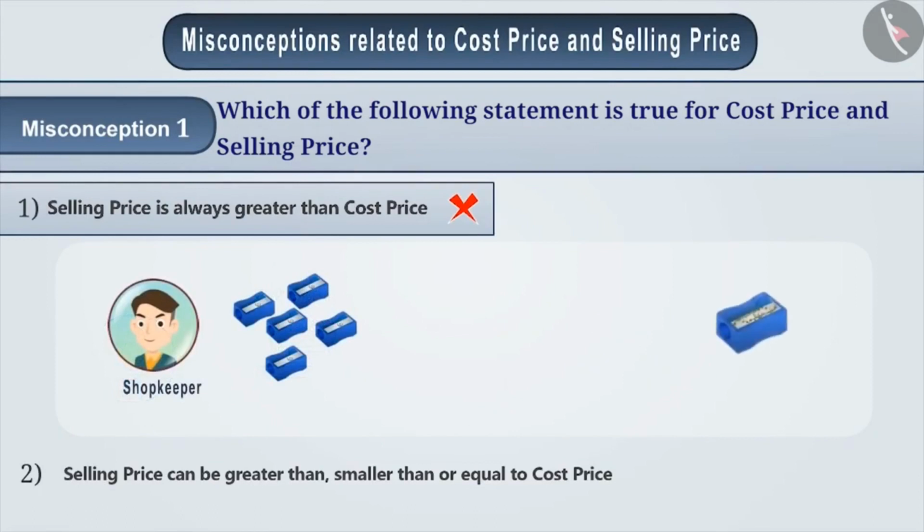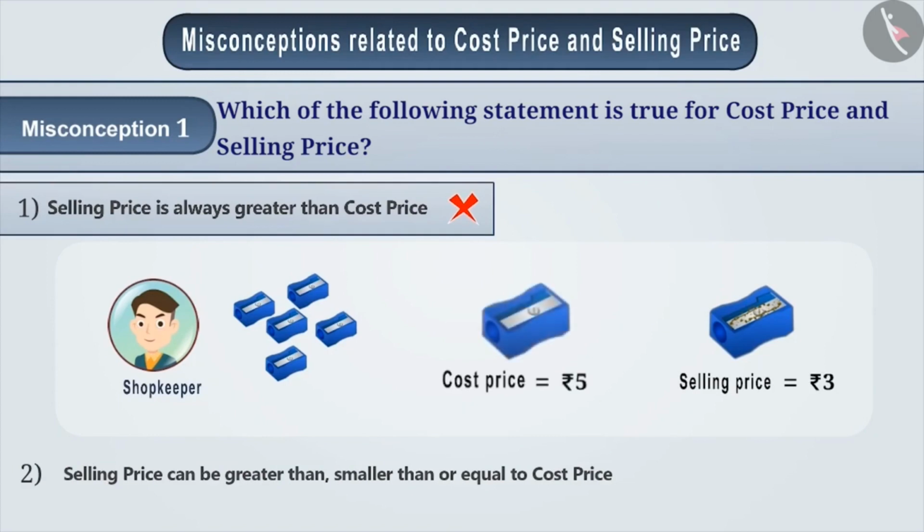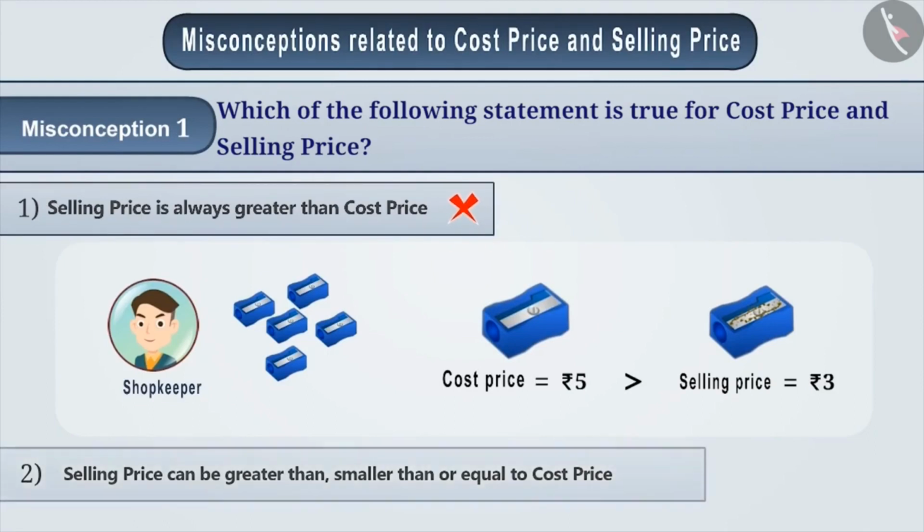Shopkeepers often purchase items in large quantities. Sometimes many of them get damaged. Such damaged products are hard to sell. That is why a shopkeeper sells such items at lower prices. Sometimes this price is even less than the cost price. Now, from all these situations, you can understand that option 1 is an incorrect answer. The correct answer is that selling price can be greater than, smaller than, or equal to the cost price. Option 2 is the correct answer.